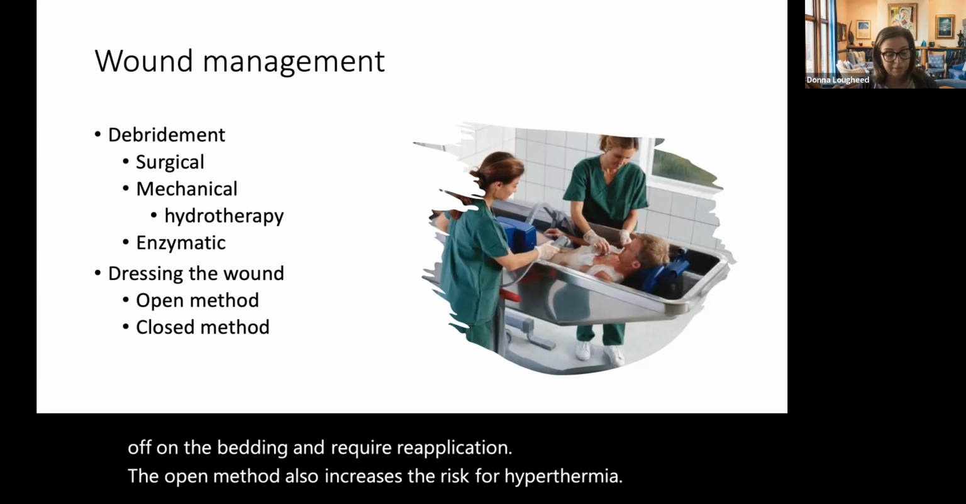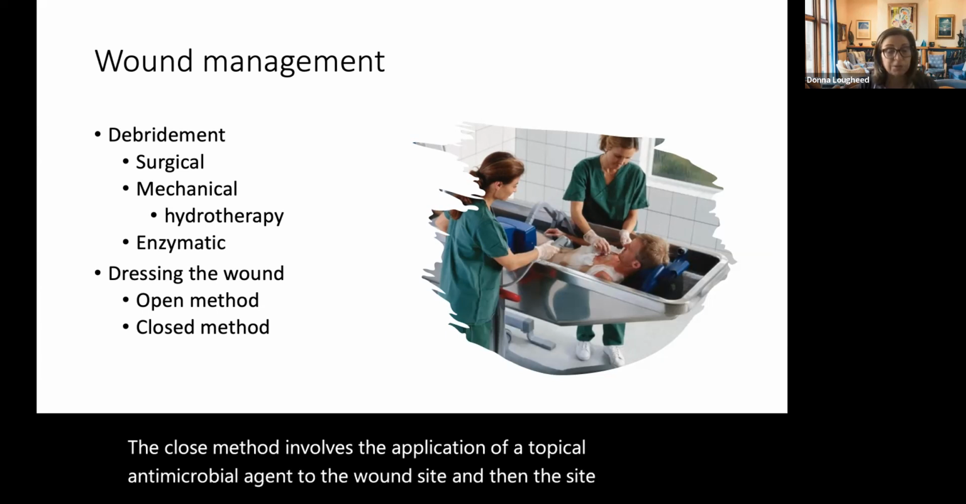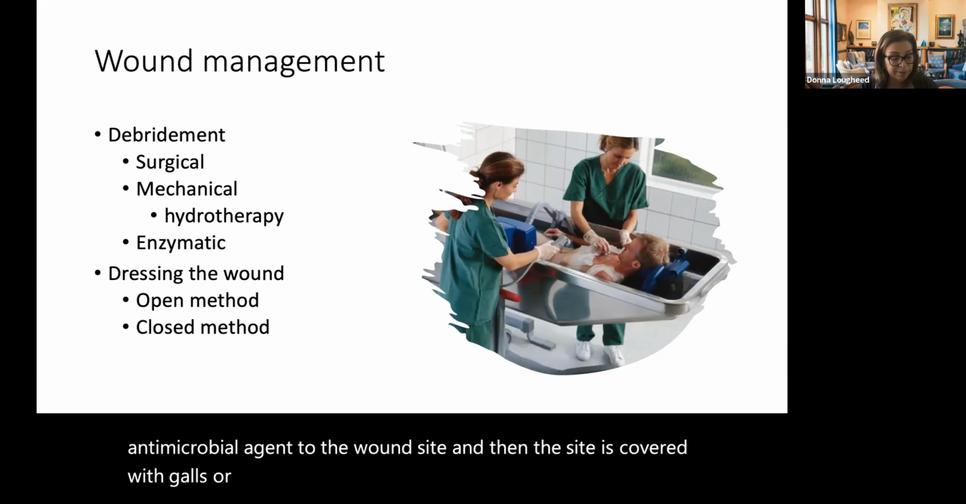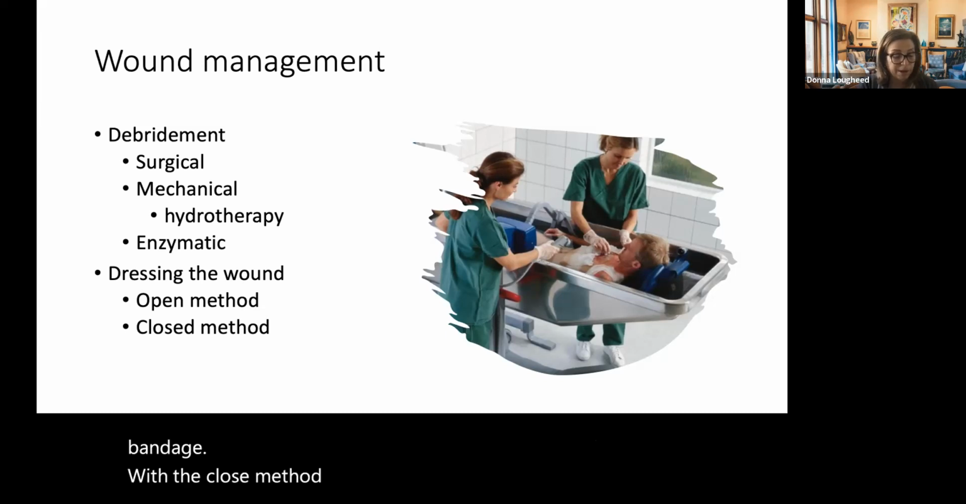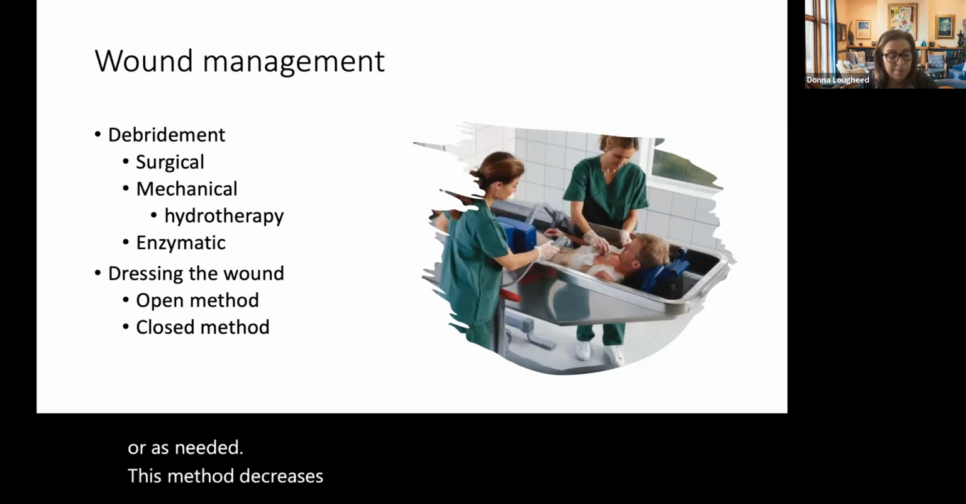The closed method involves the application of a topical antimicrobial agent to the wound site, and then the site is covered with gauze or a non-adherent dressing and wrapped with a gauze bandage. With the closed method, wounds are usually dressed twice daily or as needed. This method decreases heat loss, but may impair range of motion.